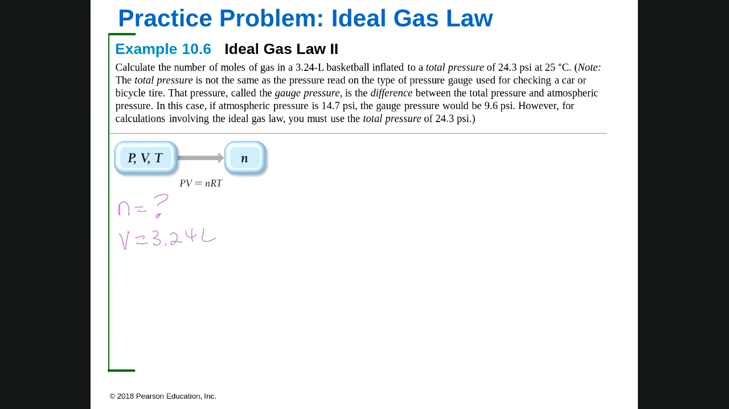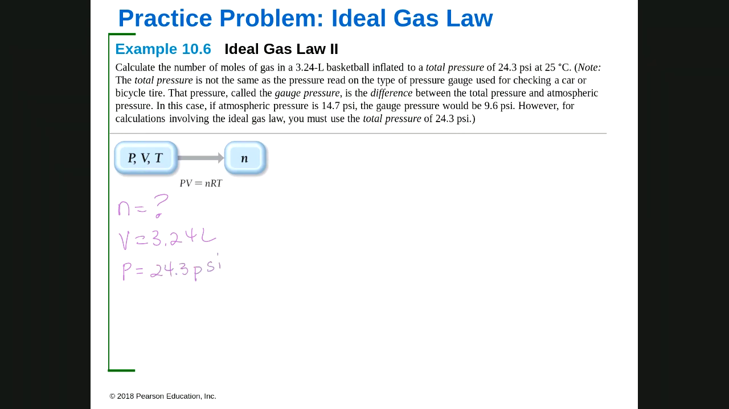Okay, and then it's telling me total pressure is not the same as the pressure read on the type of pressure gauge used for checking it. That pressure is called the gauge pressure, which is the difference between total pressure and atmospheric pressure. Atmospheric pressure is 14.7, so the gauge pressure would be 9.6. However, for calculations involving the ideal gas law, you must use the total pressure. Okay, so really didn't need to know all that stuff, but anyway. All right, so pressure after all of that is 24.3 psi.